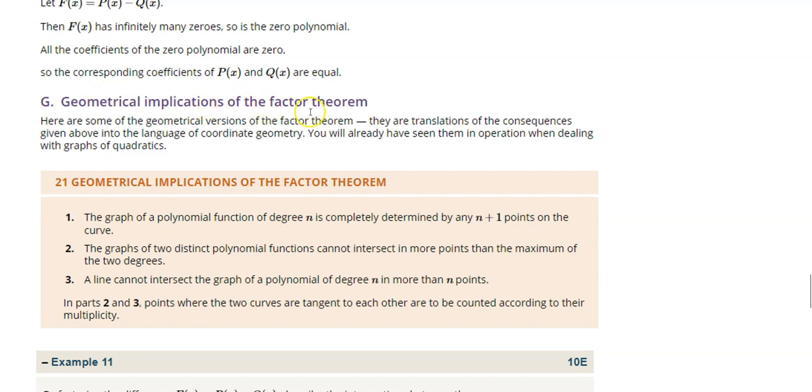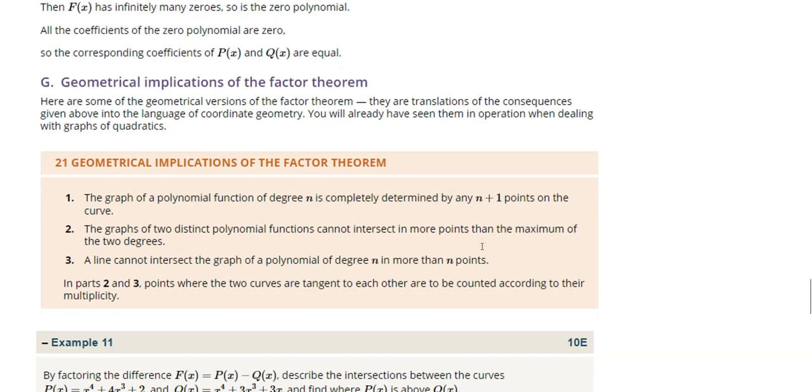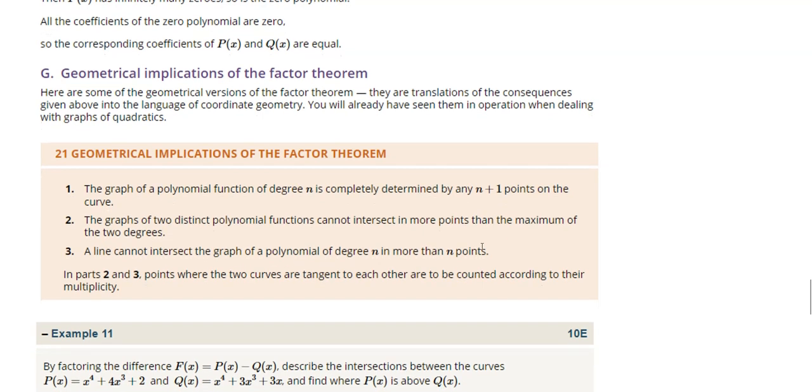Geometrical implications of the factor theorem. So the graph of a polynomial function of degree n is completely determined by any n plus 1 points on the curve. The graph of two distinct polynomial functions can't intersect in more points than the maximum of the 2 degrees. Makes sense. If they are combined together, they would have no more degrees than what they already have. If they're multiplied, then obviously there would be more.